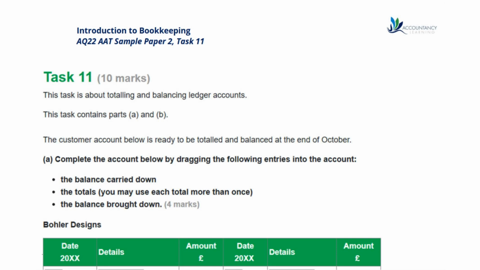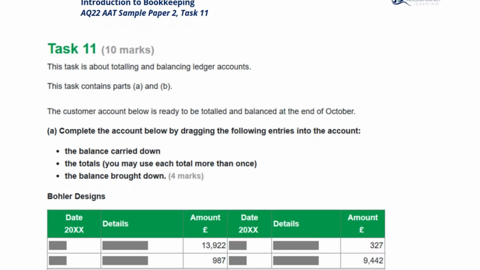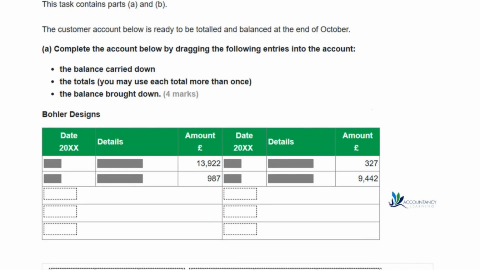I'm Sarah, and in this video I'll take you through the Introduction to Bookkeeping Sample Paper 2 Task 11. So this one is all about totalling and balancing ledger accounts. The customer account below is ready to be totalled and balanced at the end of October.